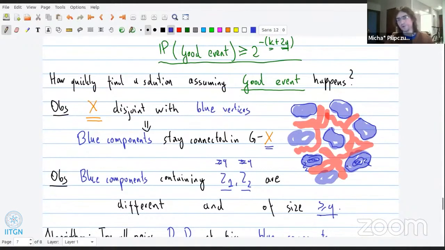And here is the answer to your question: why we required Z1 and Z2 to be connected. Well, I wanted Z1 and Z2 to be entirely contained in one of those blue connected components, and this is why I wanted it to be connected.